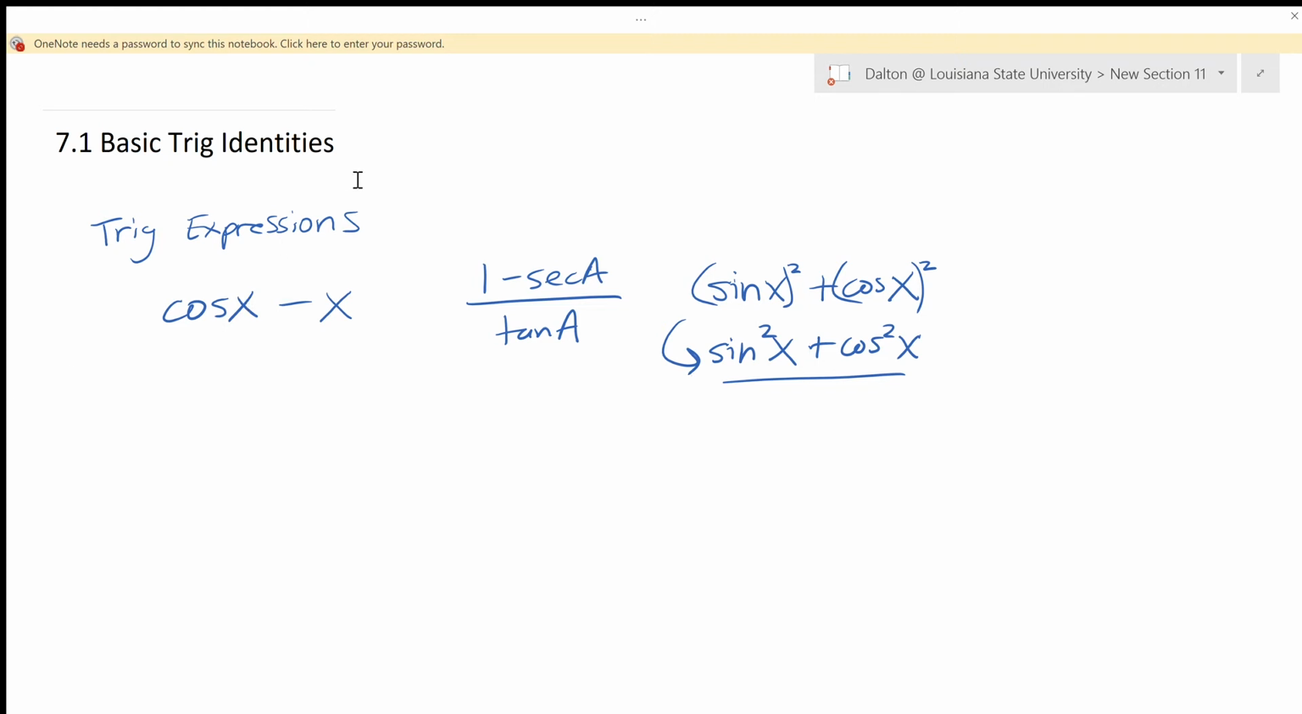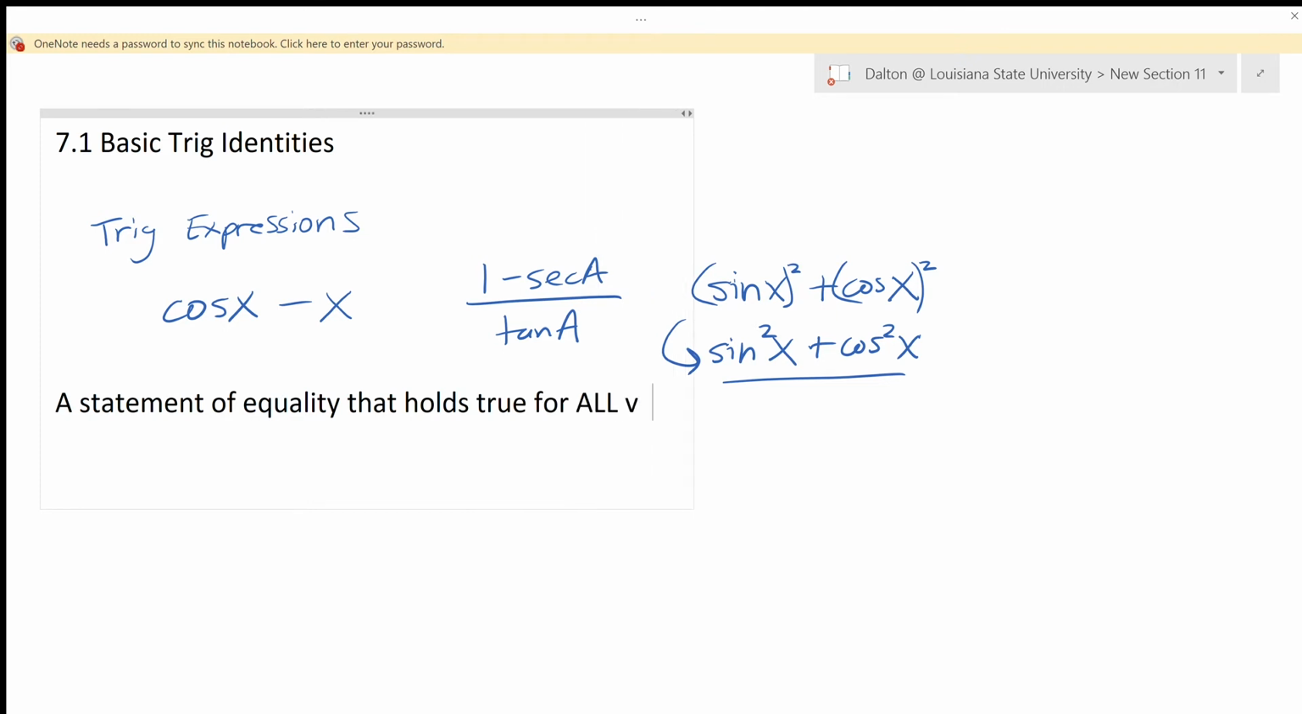Okay, so we're not going to define much, but let's define our first word. A statement of equality that holds true for all values is called an identity.